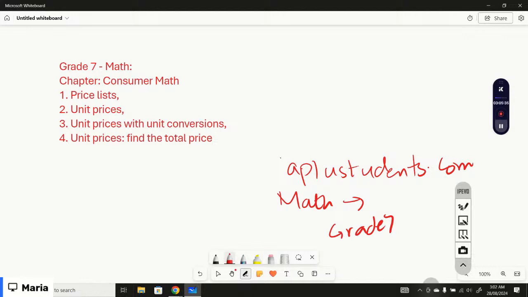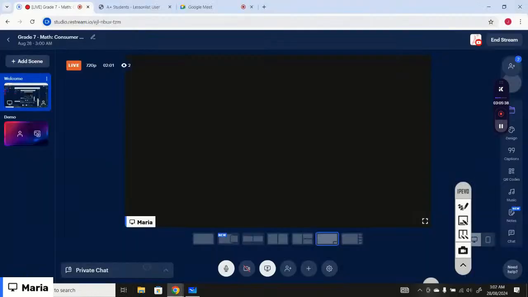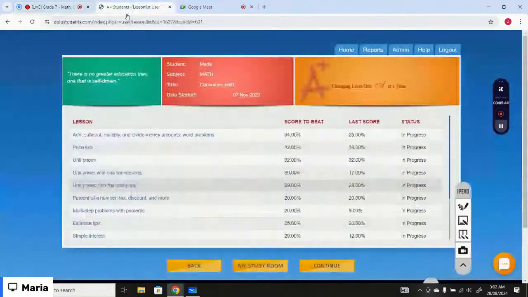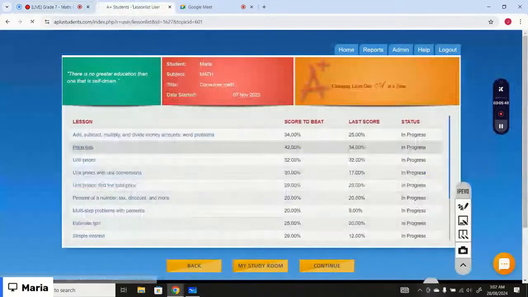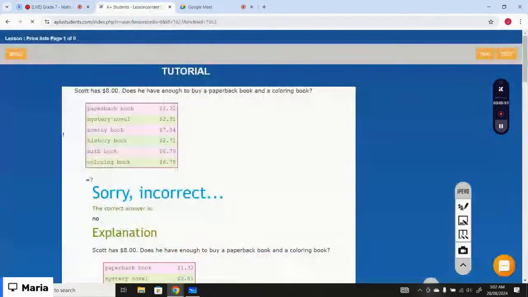Okay, so let's just start with the lesson. So here I'm on grade 7 math. The chapter we're going to start with is consumer math. Let's just start with the lesson, that is price. Let's just start with the first example. Scott has $8. Does he have enough to buy a paperback book and coloring book?